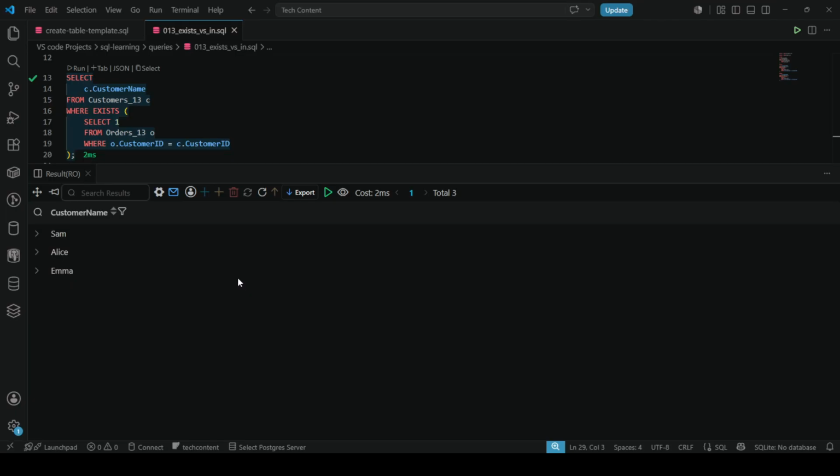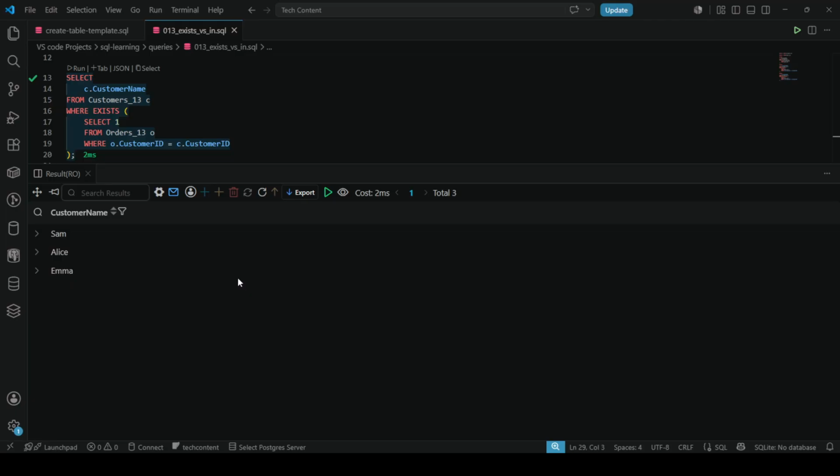Now there is some comparison between IN and EXISTS. IN basically checks whether a value belongs to a set of values, and EXISTS checks whether a matching row exists.